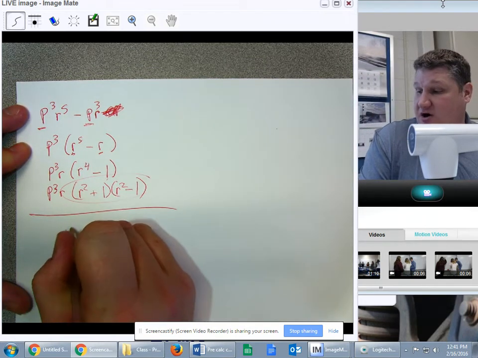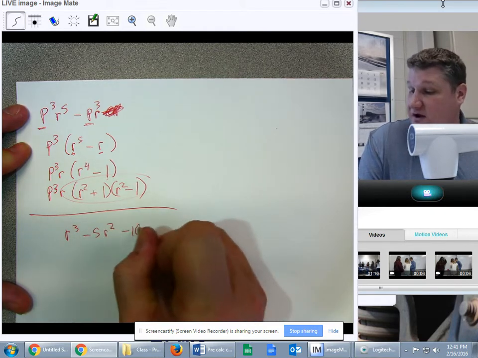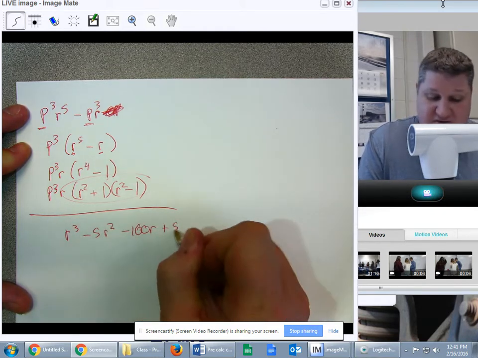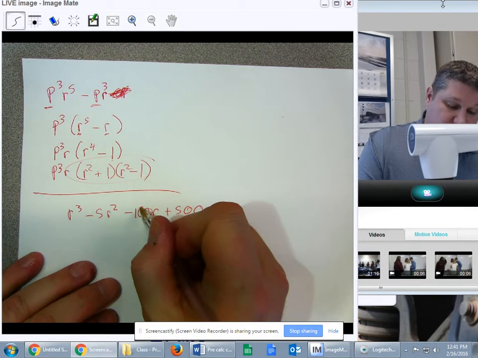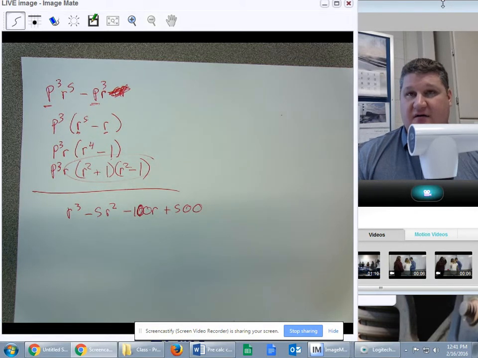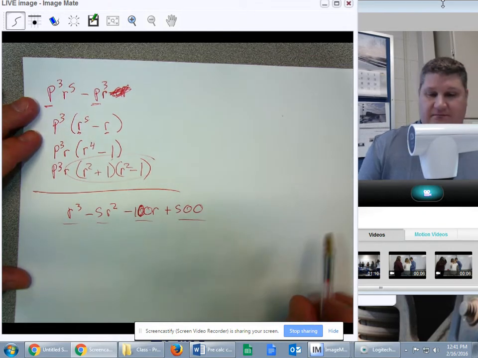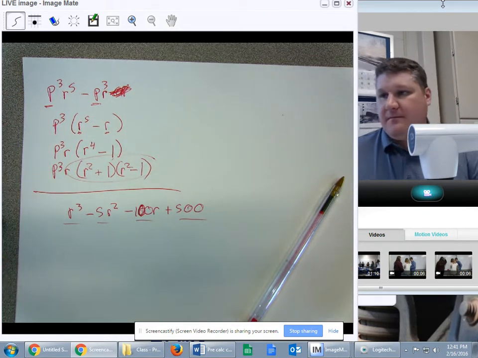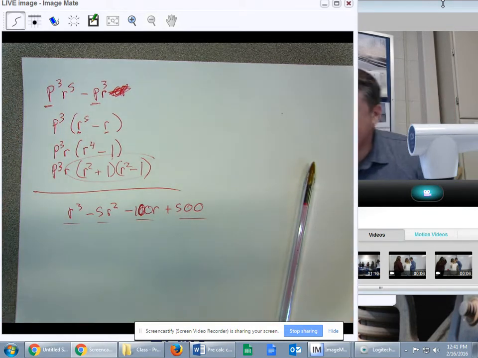Let's do this one: r cubed minus 5r squared minus 100r plus 500. Now, folks, what do you notice about this? It is ugly. What else do you notice? How many parts do you have? 4. Okay, so if we have 4 parts, we're going to break it up.